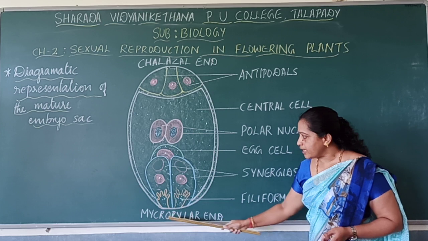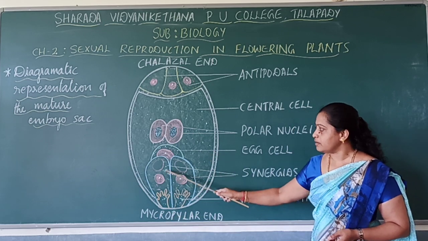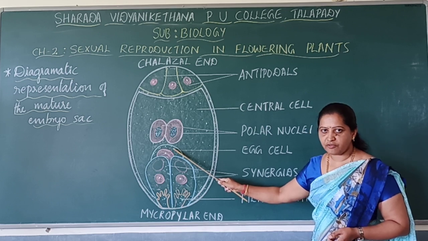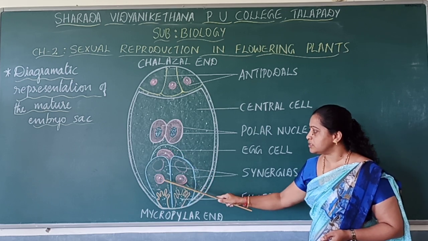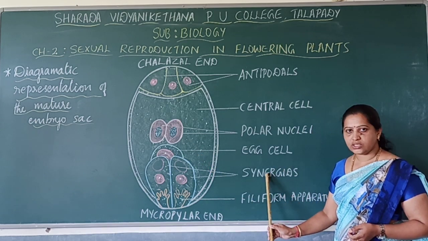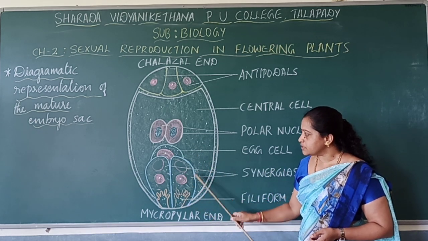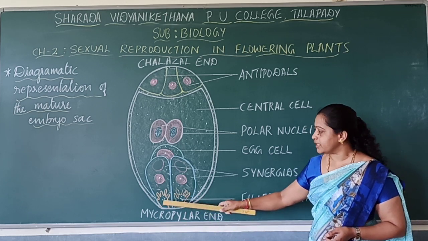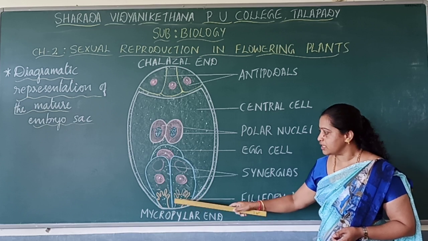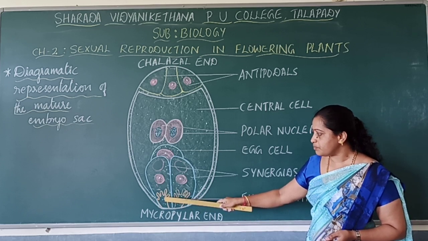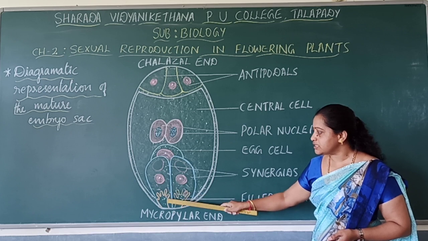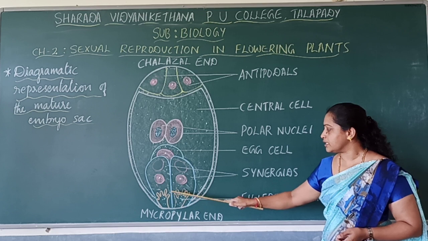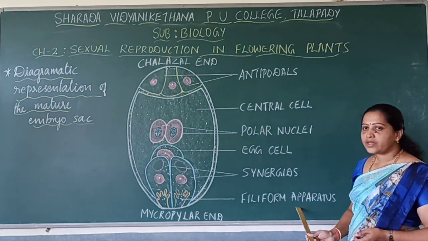Now observe this egg apparatus. In the egg apparatus there are 3 cells. One of the cells is known as the egg cell, that is a female gamete, and there are other 2 cells at the base known as synergids. If you observe the synergid cells, there are certain structures found at the base, that is cellular thickenings. So at the base towards the micropylar end, the synergid cells have certain cellular thickenings, and these cellular thickenings are called the filiform apparatus.